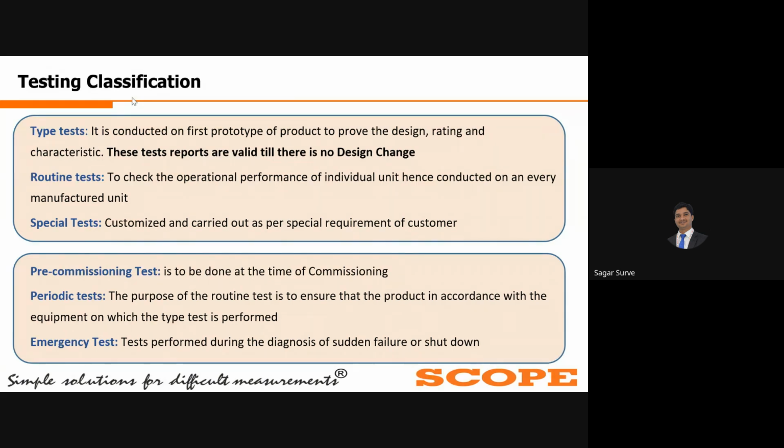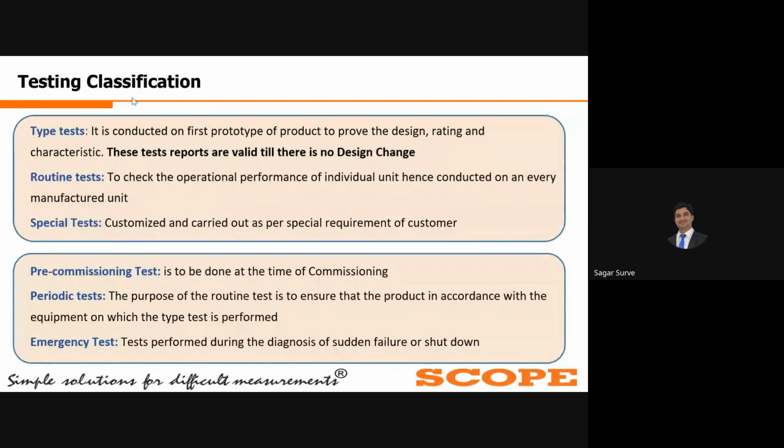Now the next part is the testing conducted on the field. After all the quality checks are done, the transformer is sent to the site. At the site it will be installed and then commissioned. Before commissioning, we have to conduct pre-commissioning tests, done at the site itself.